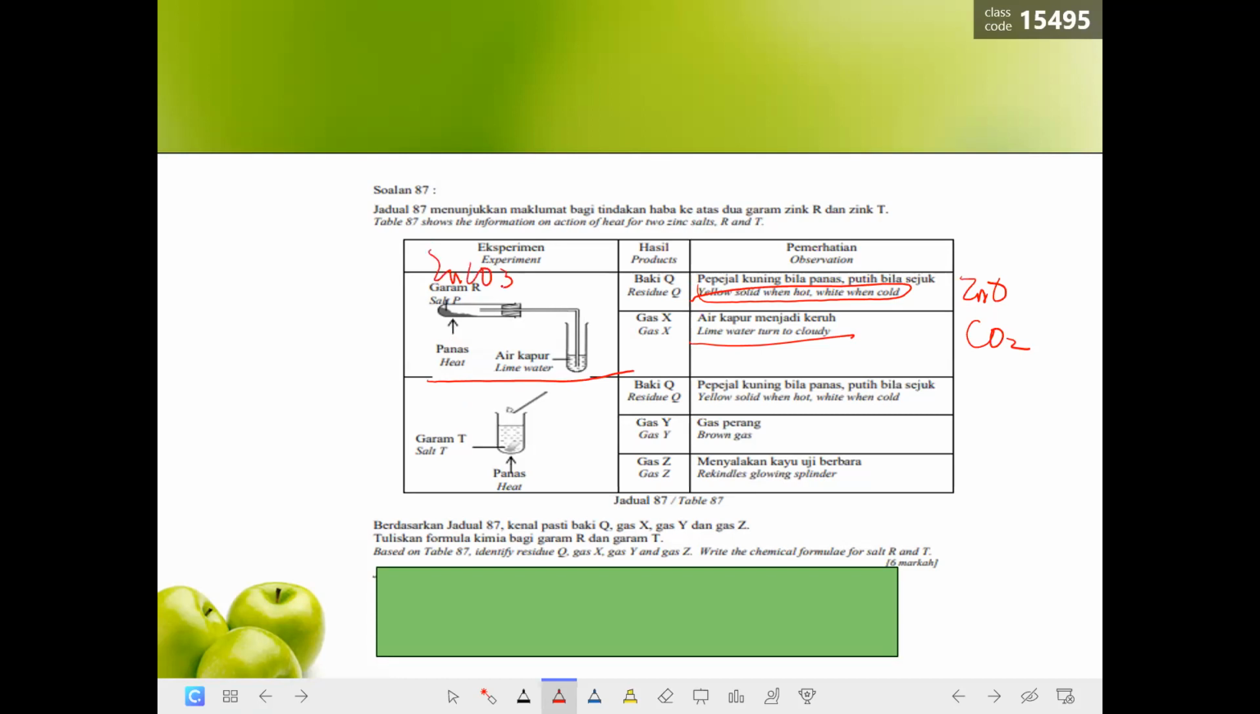That's it. That's how they will ask in exam, children. You master this, you can do anything. Okay, now another salt. Yellow solid when hot, white when cold. What is it, class?